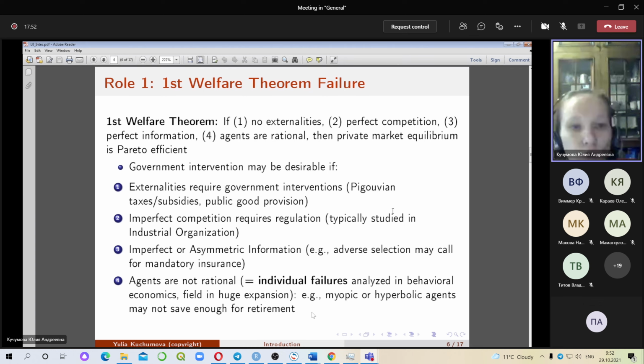And government intervention may also be desirable if agents are not rational. This is studied in behavioral economics, which is a growing field. So you see that there are a lot of reasons and a lot of fields that arise from the failure of the first welfare theorem, including public economics.